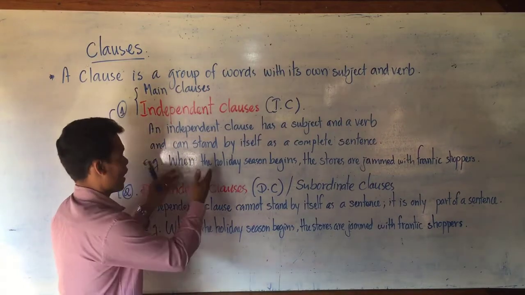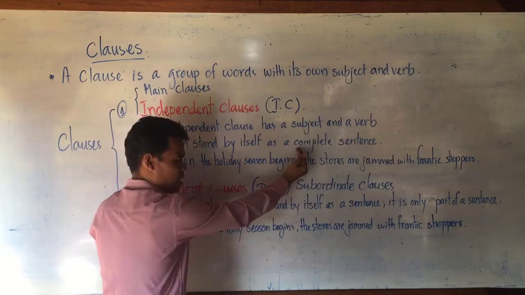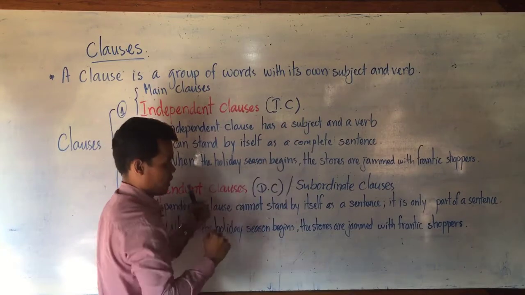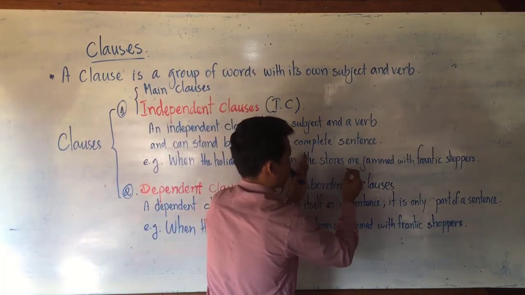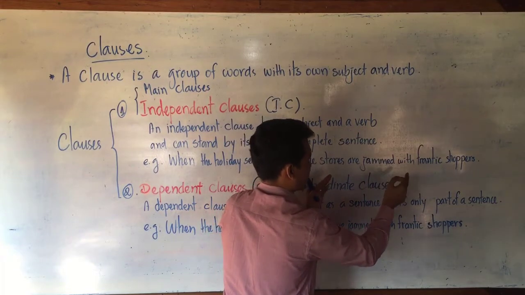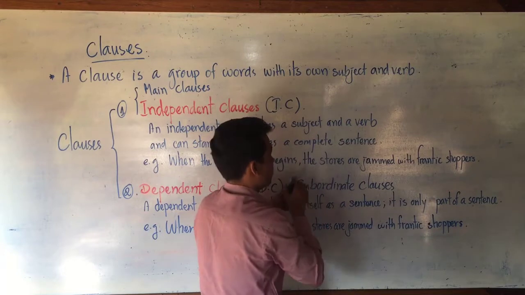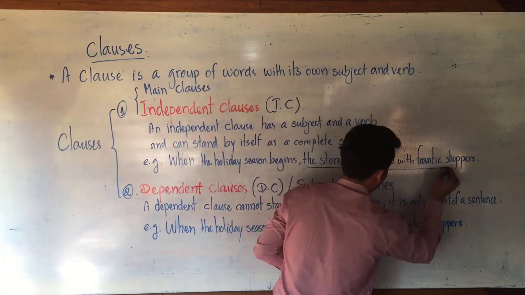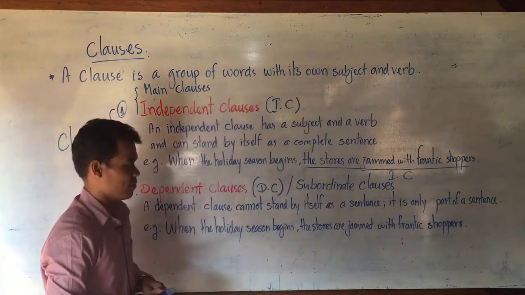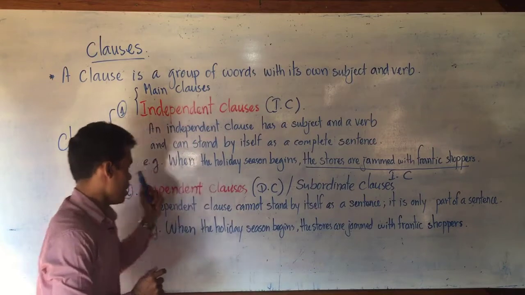For example, take "when the holiday season" without the rest of the sentence. Do you think that it has a complete thought? No. But if you leave it out, and then take a look at "the stores are jammed with frantic shoppers," can it be understood? Well, so the sentence that can stand alone like this is called IC. So this is IC or independent clause.